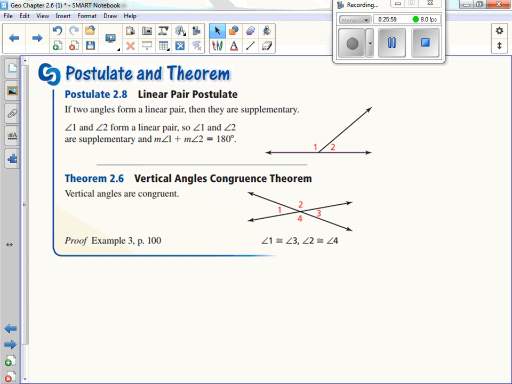Last thing we're going to look at today: linear pairs and vertical angles. Linear pairs, as we already know, make a straight line, yes? If they make a straight line, they add up to be 180. We know that one. Vertical angles are congruent. So if two angles are vertical angles, they have the same measure. So let's look at an example of this here.